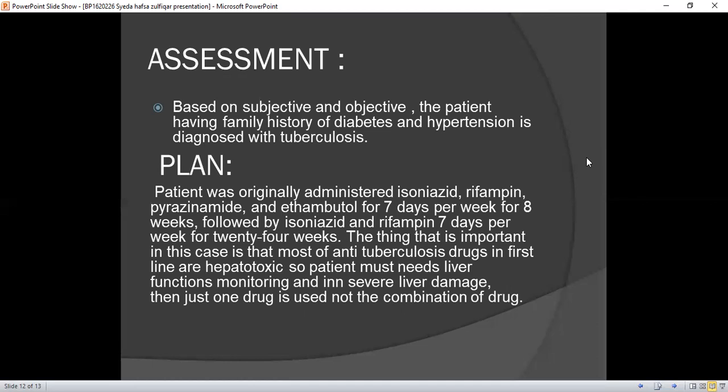Now the plan. Patient was originally administered isoniazid, rifampin, pyrazinamide, and ethambutol combination for 7 days per week for 8 weeks, followed by isoniazid and rifampin 7 days per week for 24 weeks. The thing that is important in this case is that most of the anti-tuberculosis drugs in first line are hepatotoxic. So patient must need liver function monitoring from time to time during this treatment period, and in severe liver damage, only one drug is used, not the combination of the drug.